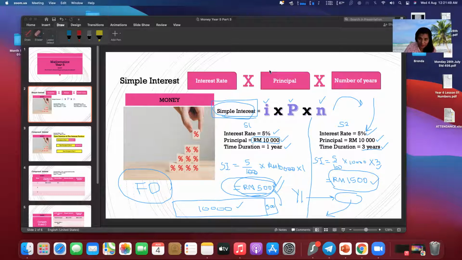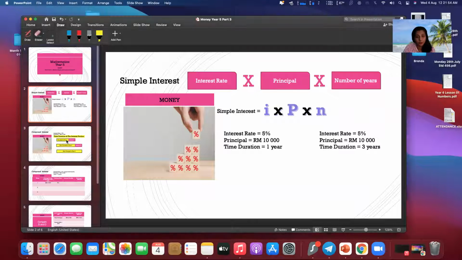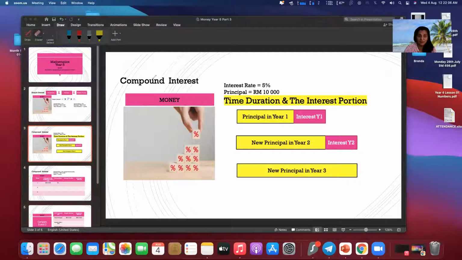Okay, so now we clear the drawing and we move on to something called compound interest. Now, this is a very important strategy, or actually calculation, that can make you a millionaire. If you know how compound interest works, you can really make use of it, because compound interest uses time duration and the interest portion.